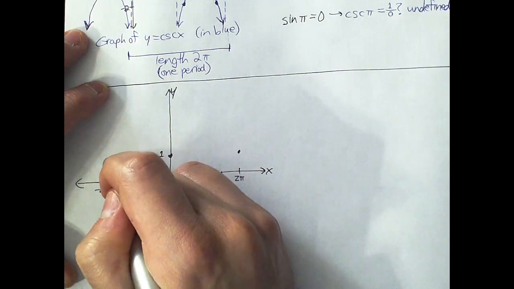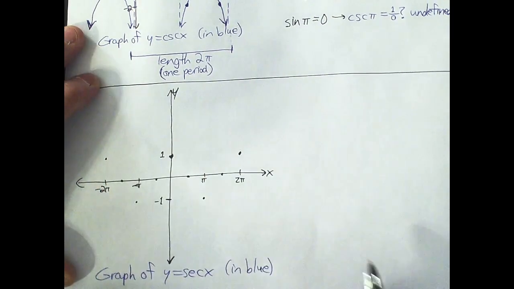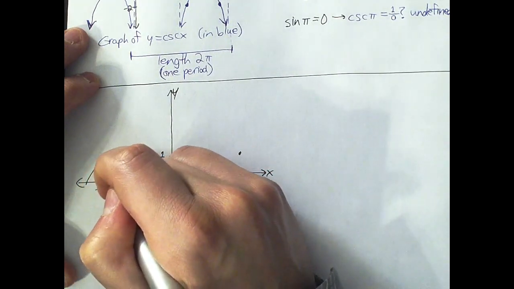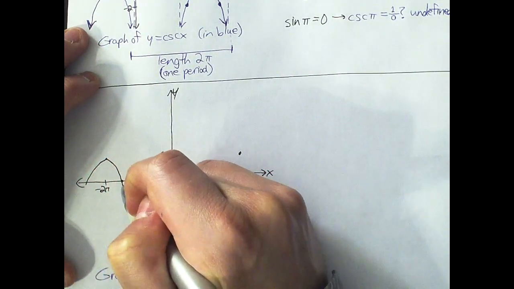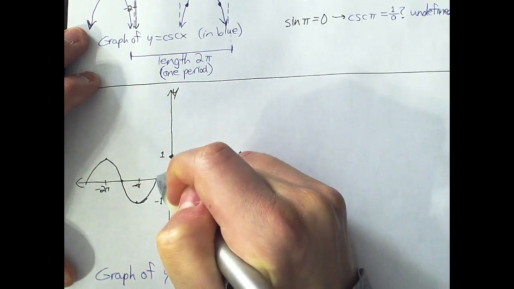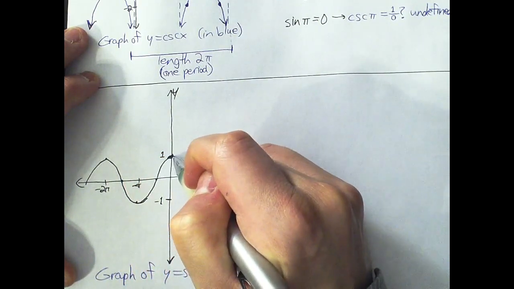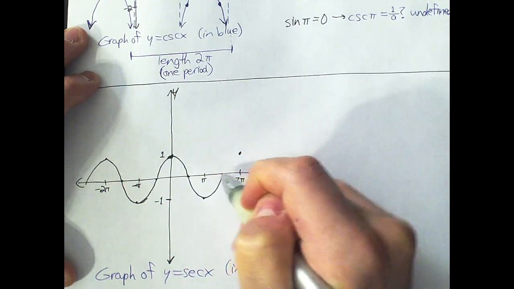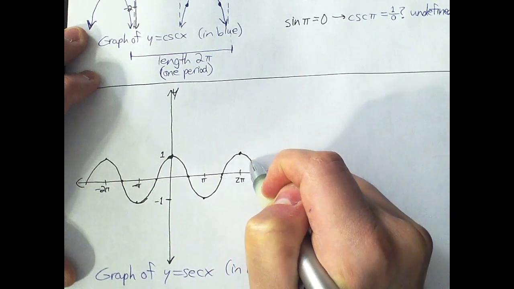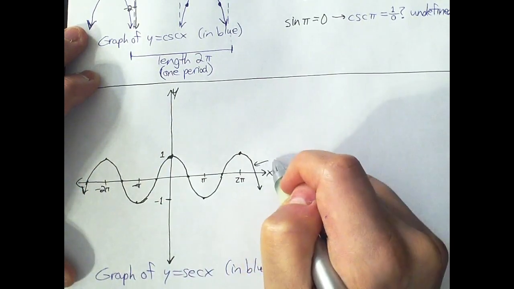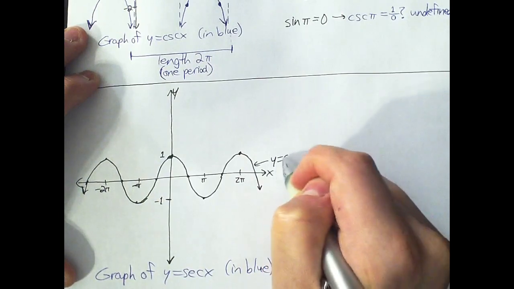Sometimes I do this. I draw some dots as a guide, and then I fill it in with the curved shape that I know that it has. So cosine is what I'm drawing as a guide here. I probably should have drawn this in pencil so that we could erase it when we're all done, but that's fine. Okay, so this is y equals cosine x.